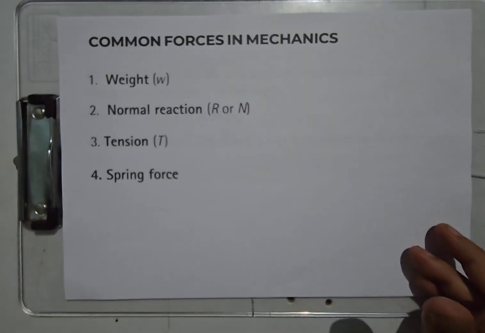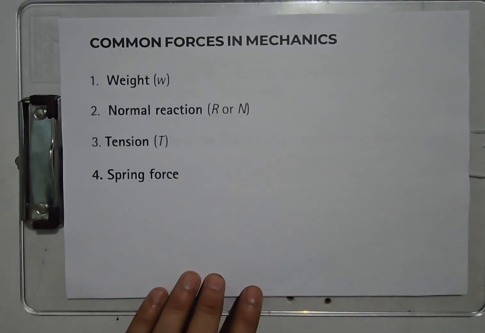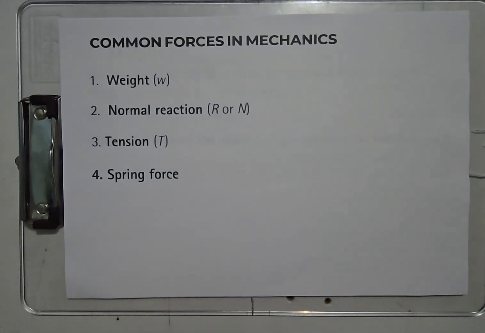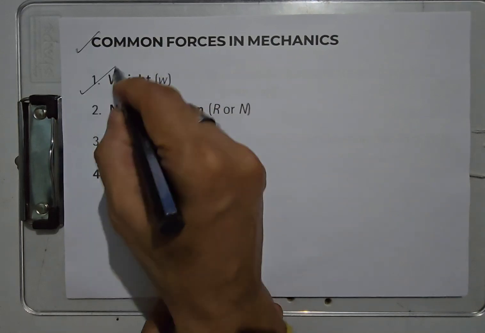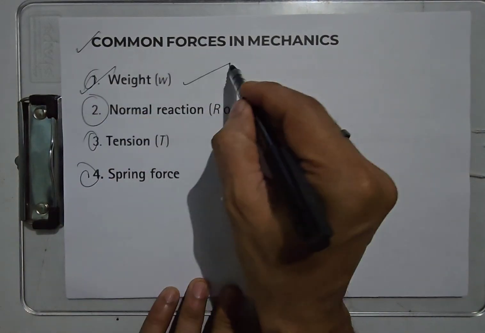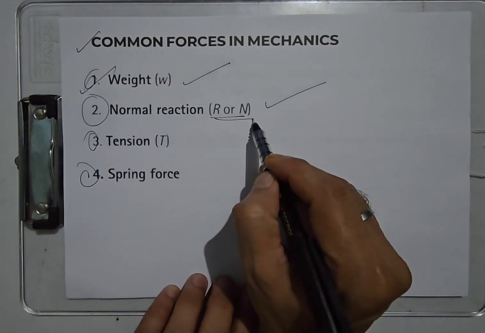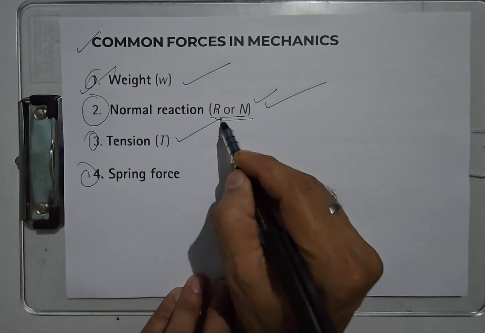Okay, so now the next thing is, what are the common forces in mechanics. So there are basically four important things which you should study for solving the numerical problems of the NEET examination. So for example, in this case we will be discussing four things. One is weight, then normal reaction, you can say N or R, normally it is denoted by N or R, and then tension, and then spring force.